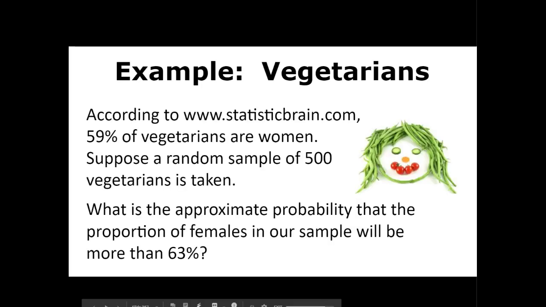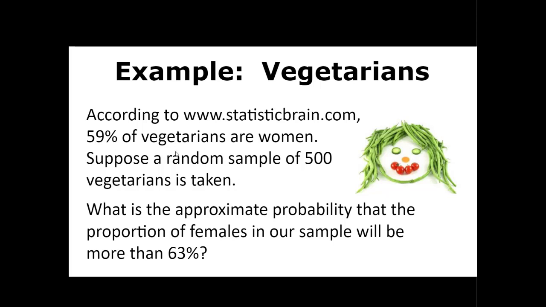For this first example, we're going to be talking about vegetarians. It says, according to www.statisticbrain.com, 59% of vegetarians are women. Suppose a random sample of 500 vegetarians is taken. What is the approximate probability the proportion of females in our sample will be more than 63%?